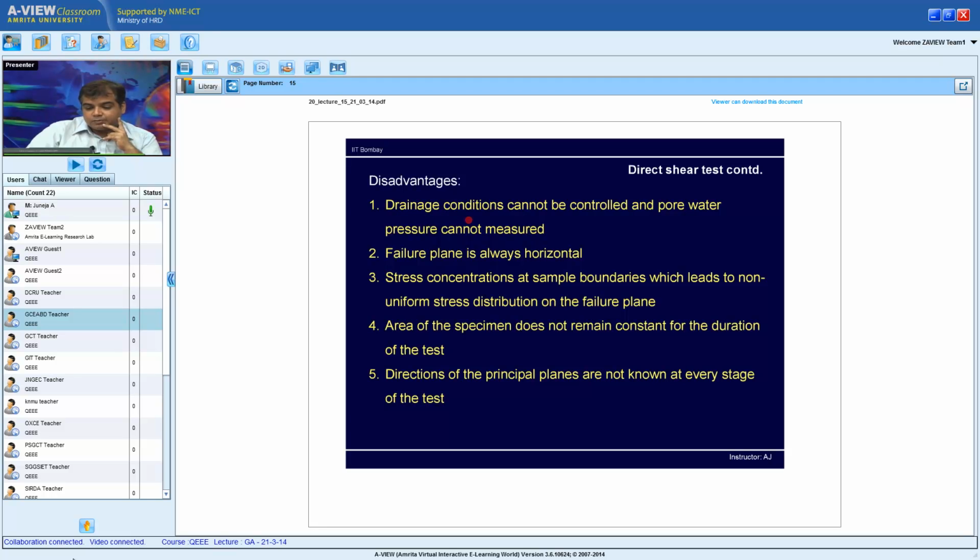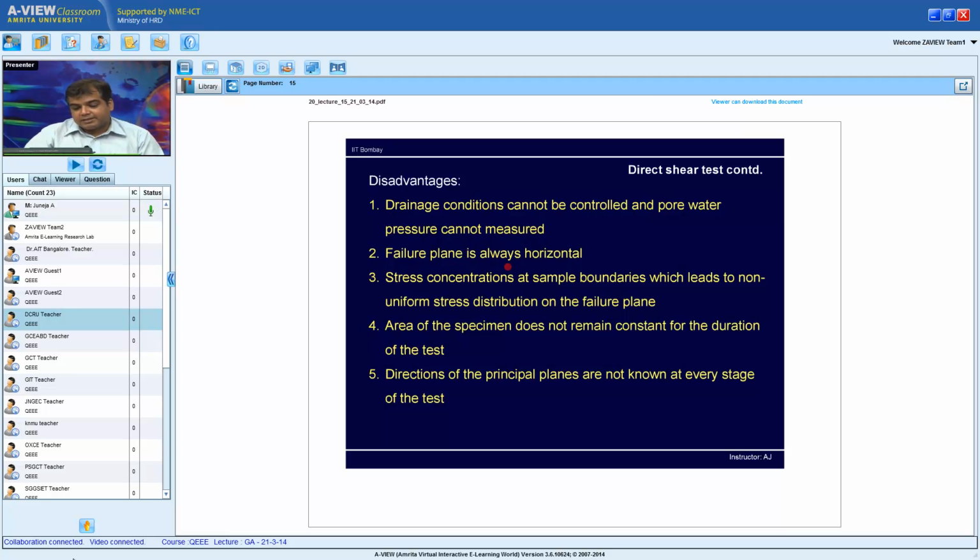The very first one is that drainage conditions cannot be controlled. Obviously, in the shear box, because it is sliding, I cannot control the pore pressure which is developed. I cannot say, okay, now pressure, it's your turn to dissipate, or it is your turn to stay there. This cannot be controlled. It is important to understand that even if you are testing clay soil, it is difficult to control the drainage no matter what you do.